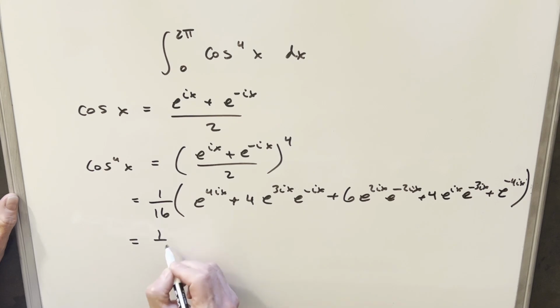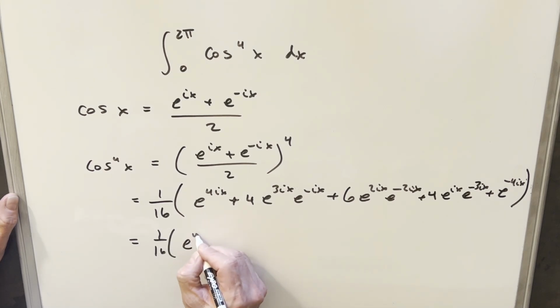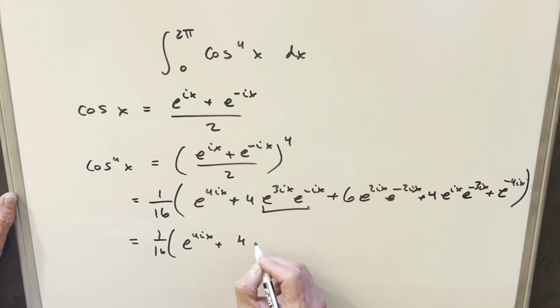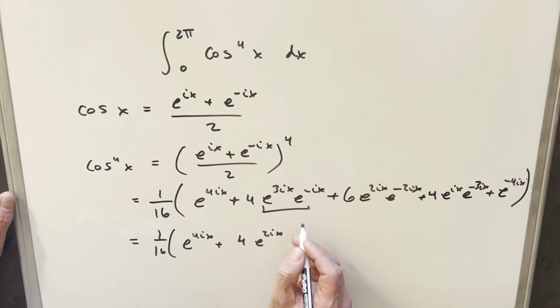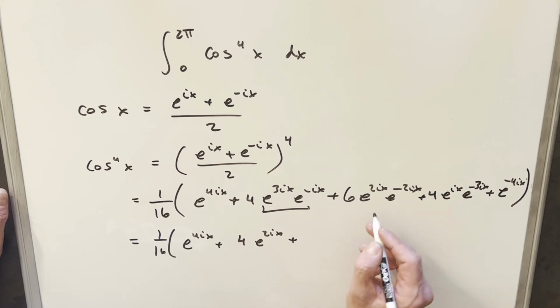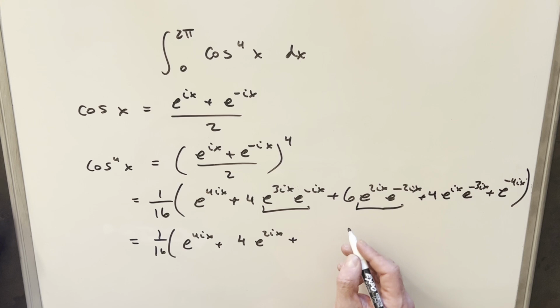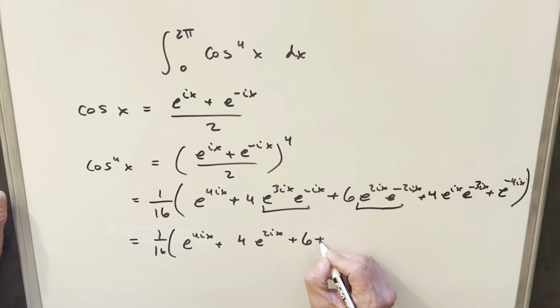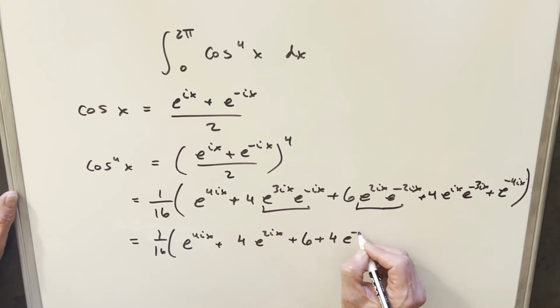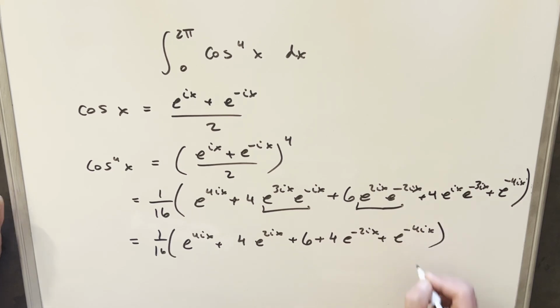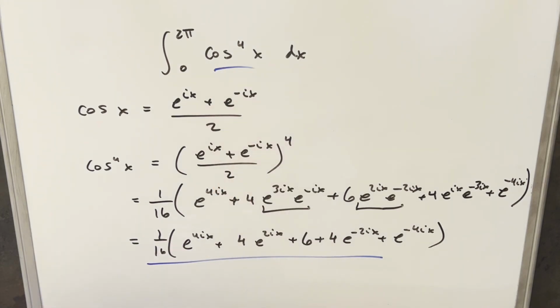But we can get some simplification here. This stays the same, but combining these two terms becomes 4 times e to the 2ix, just combining the exponents. Now when you multiply e to the 2ix times e to the minus 2ix, you get e to the 0, which is just 1. So we're just going to have a 6 here. This one is e to the minus 2ix, and this one is e to the minus 4ix. So with this being our cosine to the fourth x, we can put all this back in our integral and continue.